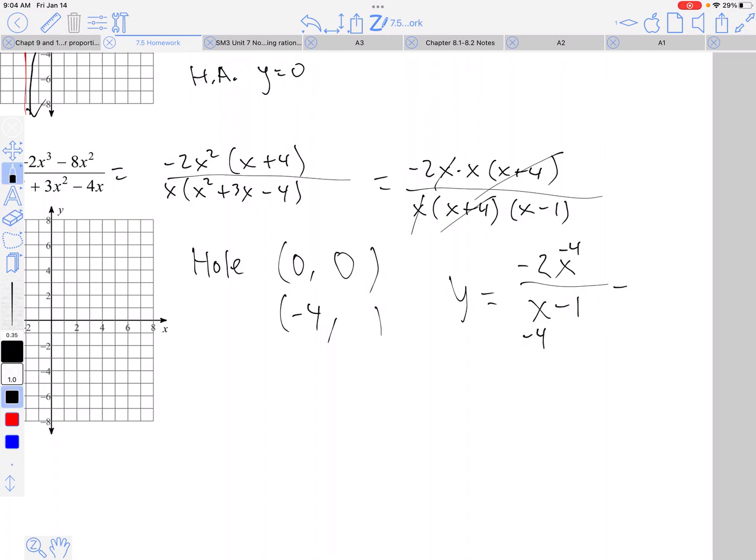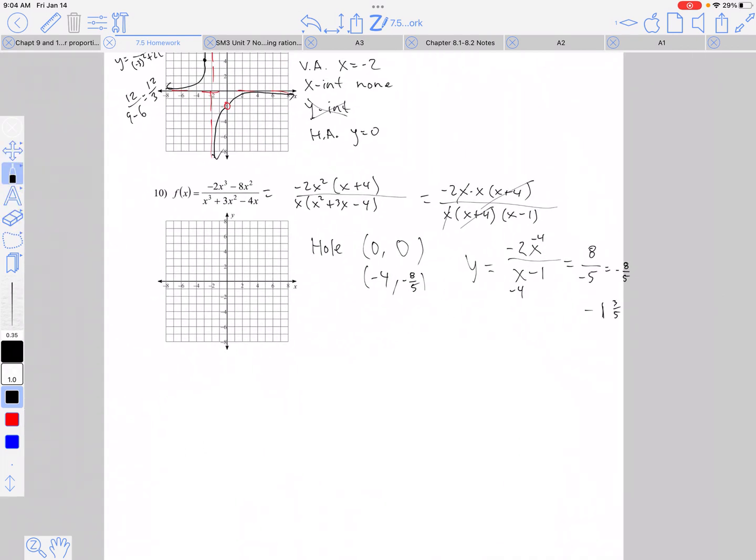So negative 2 times negative 4 is positive 8. Negative 4 minus 1 is negative 5. So negative 8/5. You can either look at the calculator or think 5 goes into 8 once with 3 left over. So 1 3/5, and it's negative, just to help us know exactly where it goes. Okay, there's our hole.